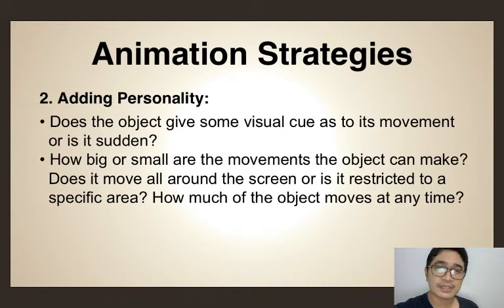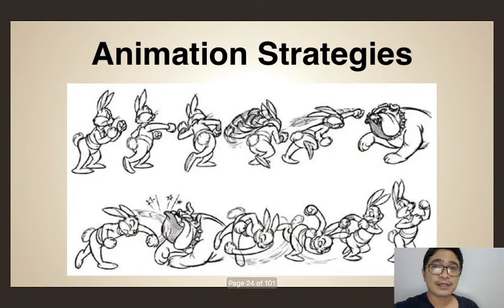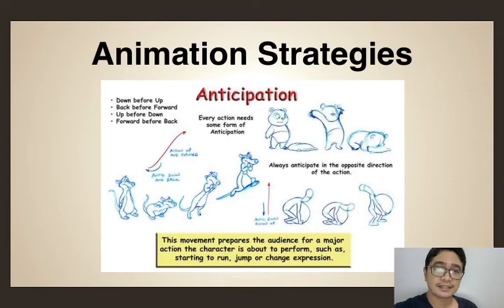Does the object give some visual cue as to its movement, or is it sudden? How big or small are the movements the object can make, and does it move all around the screen, or is it restricted to a specific area? And that will always depend on syempre, your story. So, this is an example of a movement. Ayan. Ito yung mga na-include na natin sa previous slides or sa previous PDFs natin, yung anticipation.